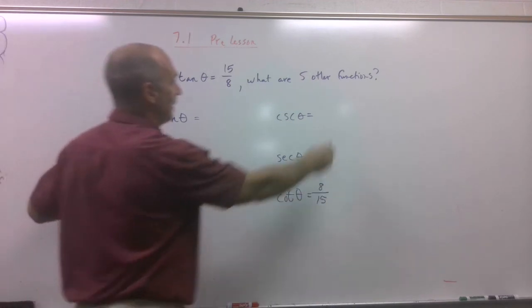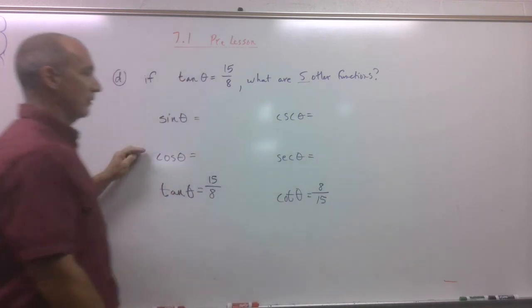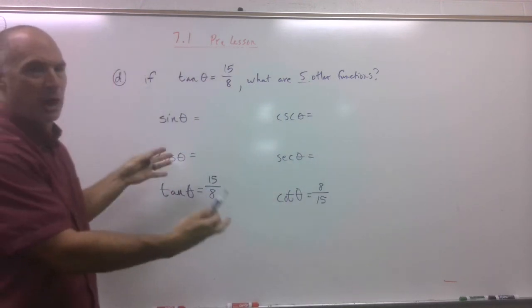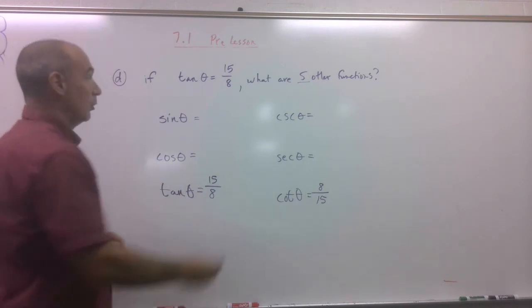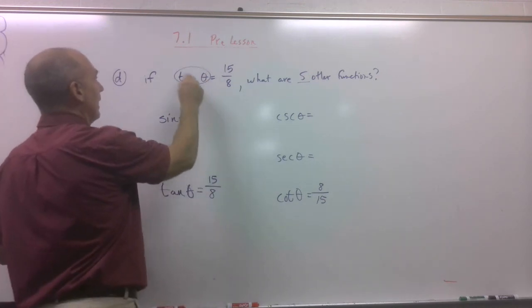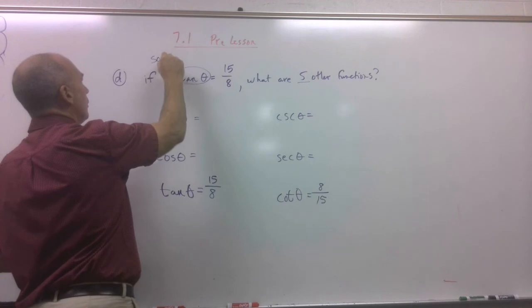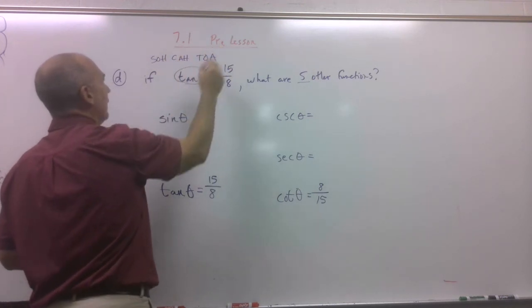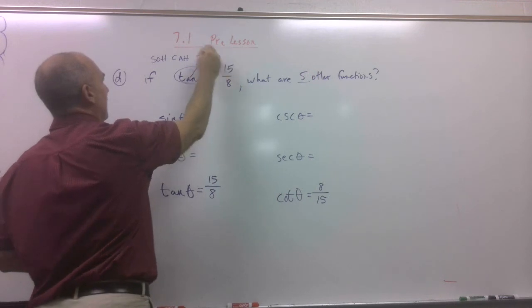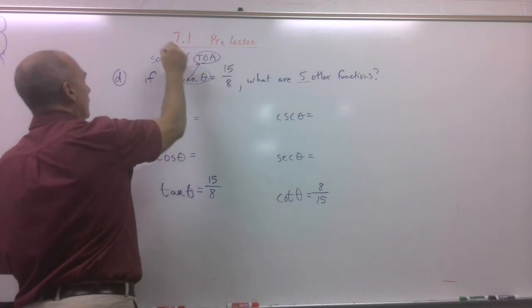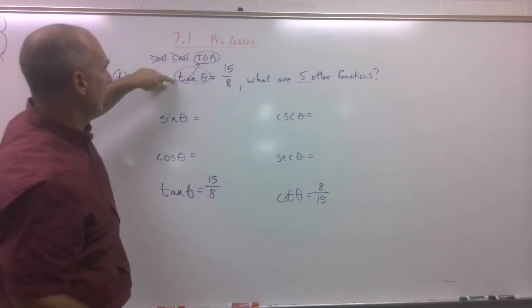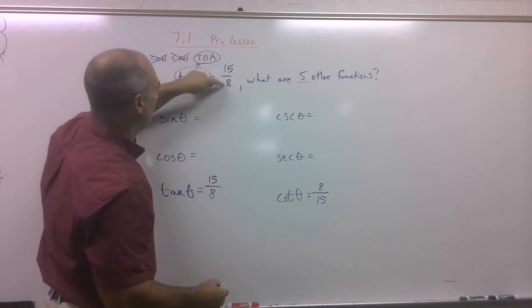But it says find the other 5 trig functions. So I'm like, well, okay, how? I don't have a triangle. Exactly. We have to think to ourselves, what is tangent? Well, so, ka, toa is telling us what tangent is. We don't care about those because this is a tangent problem. So they're telling us tangent is 15/8.